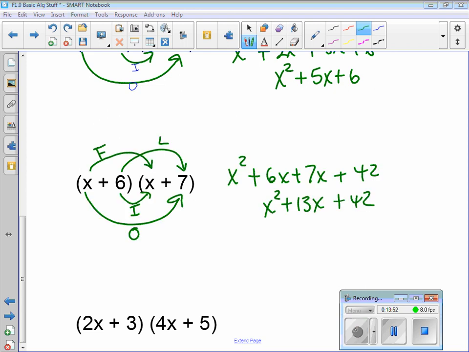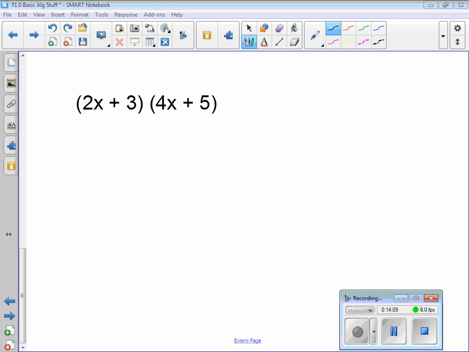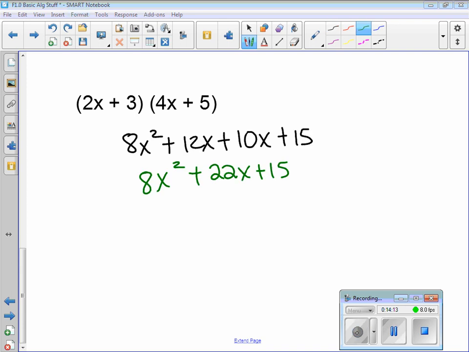There you have it. And hopefully you're catching this on. What happens is this outer and inner two numbers always seem to combine together to give me that middle term. Keep that in mind because that's going to help you factor later on. Okay, same kind of process, just bigger and more numbers. But go ahead and check your hand on this one. And there I have it.